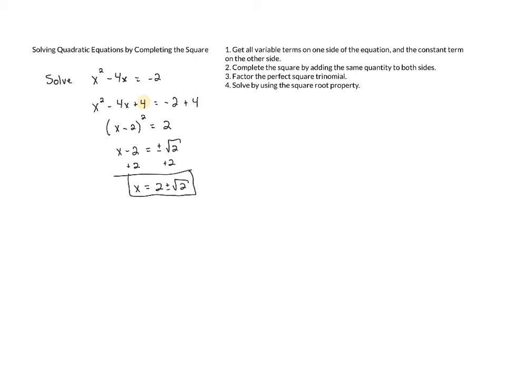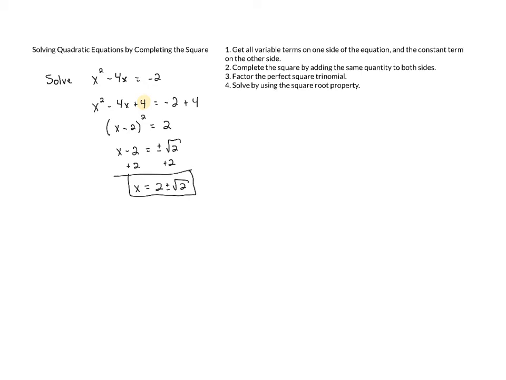If you start off with all the terms on the same side or any other configuration, you need to start by getting the variable terms alone on one side and the constant term on the other. Once you do that, you're in the right format to complete the square, and you can do that by adding the same quantity to both sides. Once you complete the square, you need to factor this perfect square trinomial so that it's in the form something squared equals a number. And then you can solve using the square root property, taking the square root of both sides, remembering that plus or minus symbol, and then getting x alone.